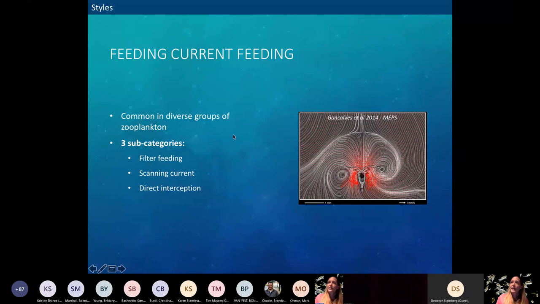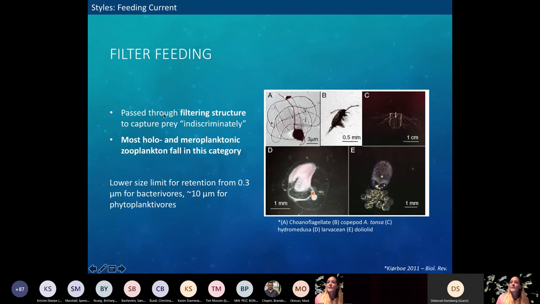And then we have feeding current feeding, which is common in diverse groups of zooplankton, maybe the most common across the zooplankton. And there are three subcategories within the feeding current feeders: filter feeders, scanning current feeders, and direct interception feeders. Within the filter feeders, this includes most holoplanktonic and meroplanktonic zooplankton. And by holo and mero, I mean they're in the water column their whole life, or meroplankton is like larval stages of benthic organisms and things like that. So most of those fall in the filter feeding, feeding current category.